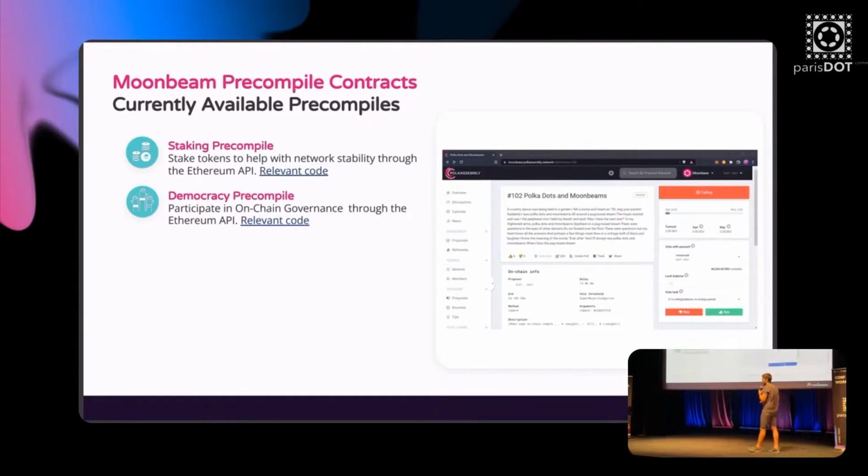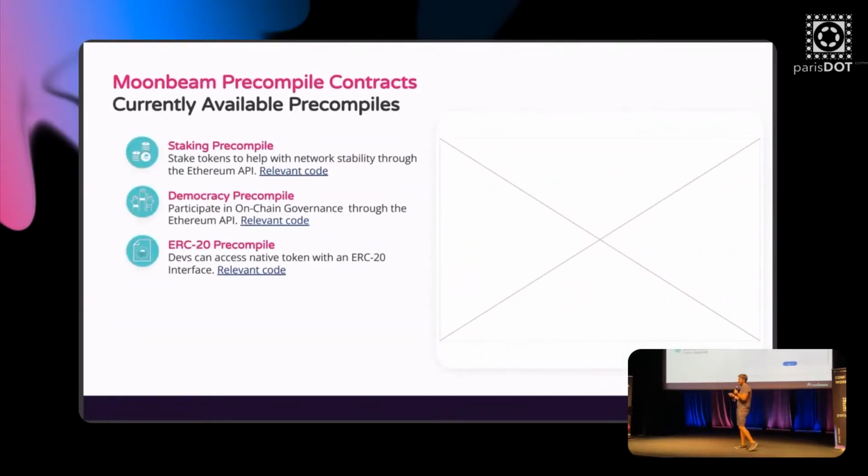We also have an ERC20 precompile, and the idea of this is that Glimmer, the token of Moonbeam, for example, can exist as a native token, but can also exist as an ERC20. So you can see here that I'm going to add Glimmer as an ERC20, and I can actually send it as if it was an ERC20 to any other participant in the network. And this is really cool because if you're a DEX, you don't have to wrap it and unwrap it, so you're actually saving gas in the process.